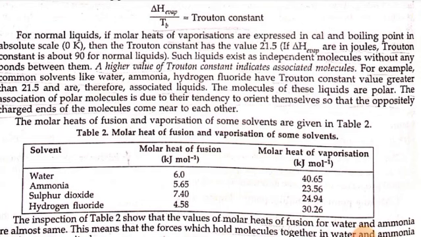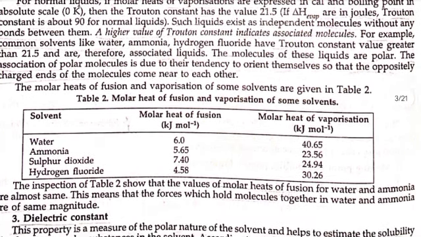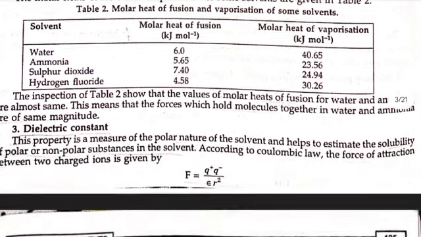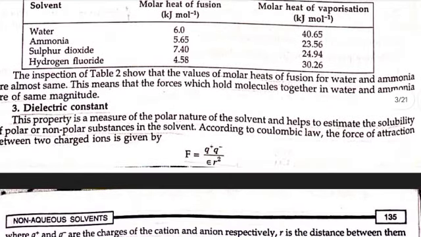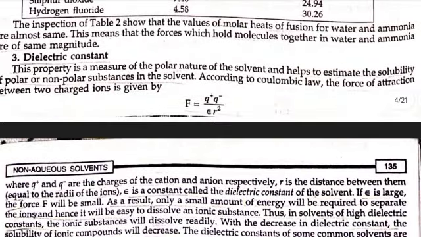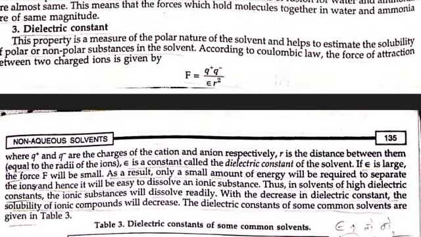This is due to their tendency to orient themselves so that the oppositely charged ends of the molecules come nearer to each other. The inspection of the table shows that the values of molar heat of fusion for water and ammonia are almost the same. This means that the forces which hold molecules together in water and ammonia are of the same magnitude. Dielectric constant. This property is a measure of the polar nature of the solvent and helps to estimate the solubility of polar or non-polar substances in the solvent.